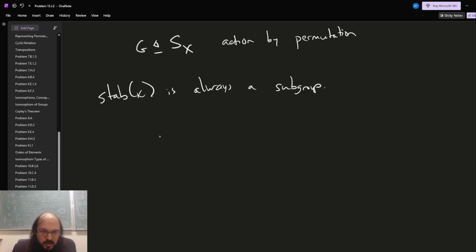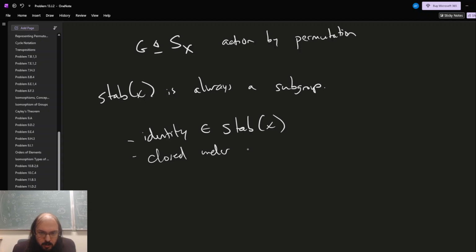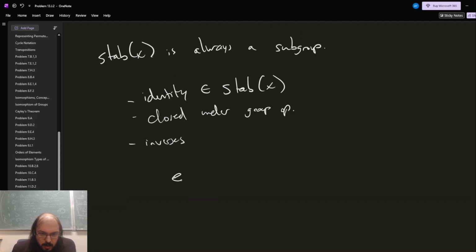So what we have to do is we have to see that the identity belongs to stab X. We need to see it's closed under the group operation. And we need to see that inverses are present. All right, one by one, E dot X is X by the first rule for group actions. And so, of course, E belongs to stab X.